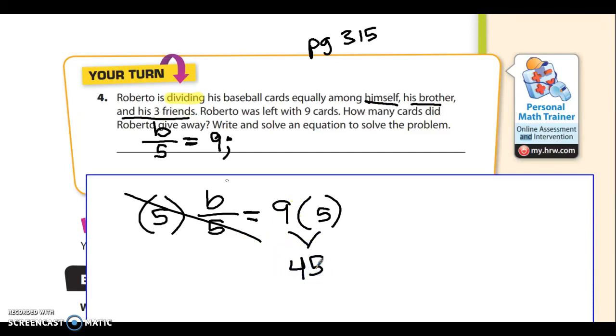And that should make sense because if I took B out and put 45 there, it would look like this. 45 over 5, that means divided by. 45 divided by 5 is equal to 9. He started with 45 cards.